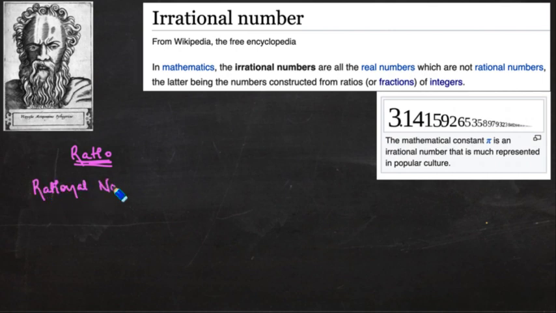Rational numbers, as we have studied in our previous videos, are numbers that can be expressed in the form of p upon q, where p and q are integers and q is not equal to 0. So basically all the numbers that people studied, maybe whole numbers, natural numbers, fractions, integers, negative numbers, positive numbers, anything came under the category of rational numbers.